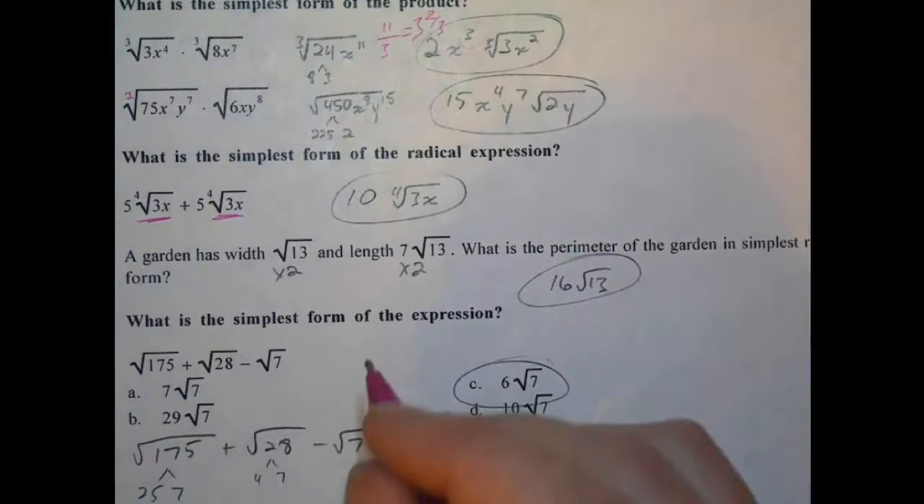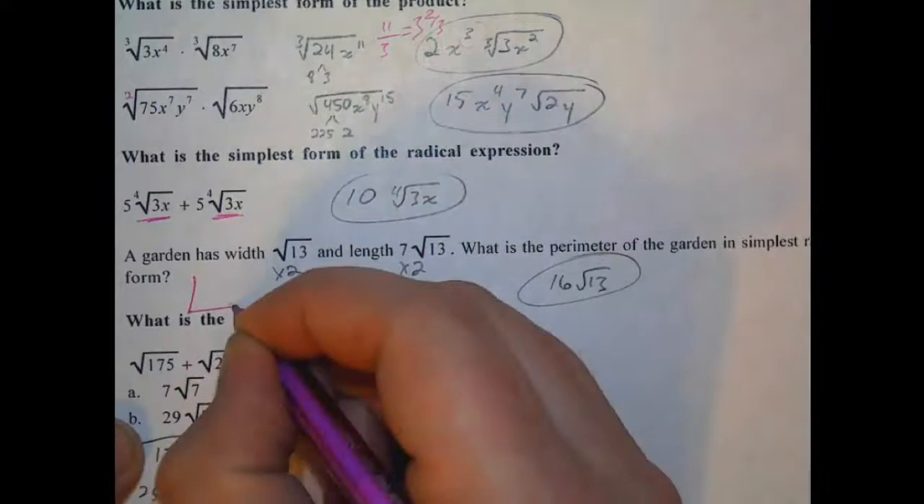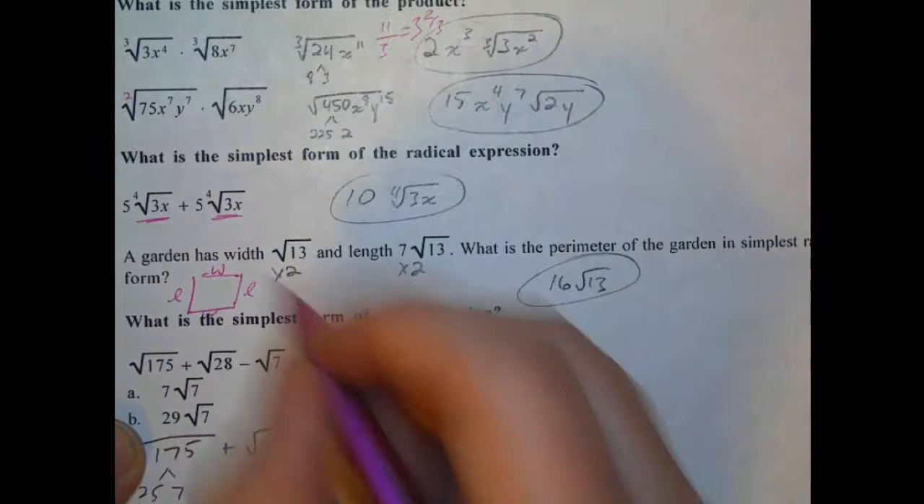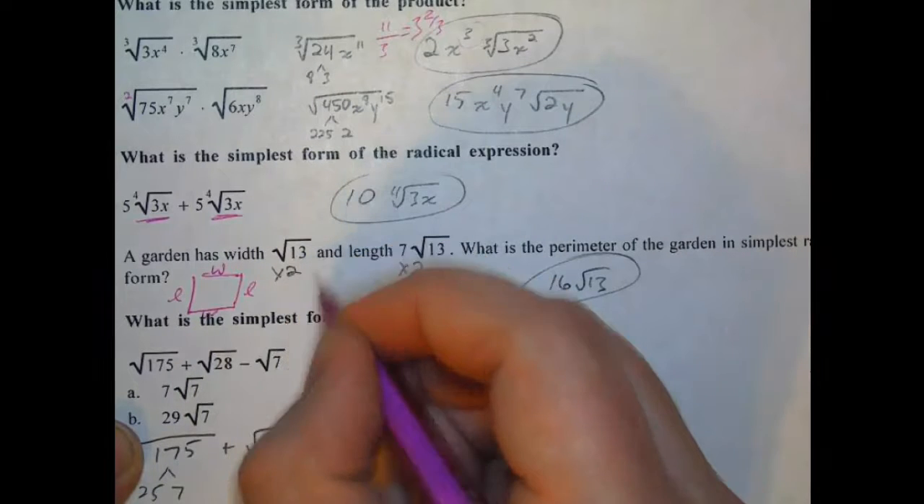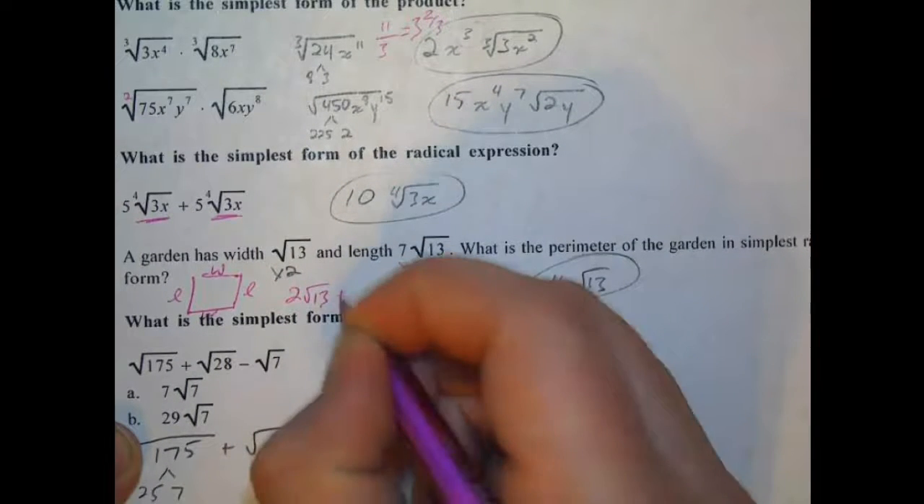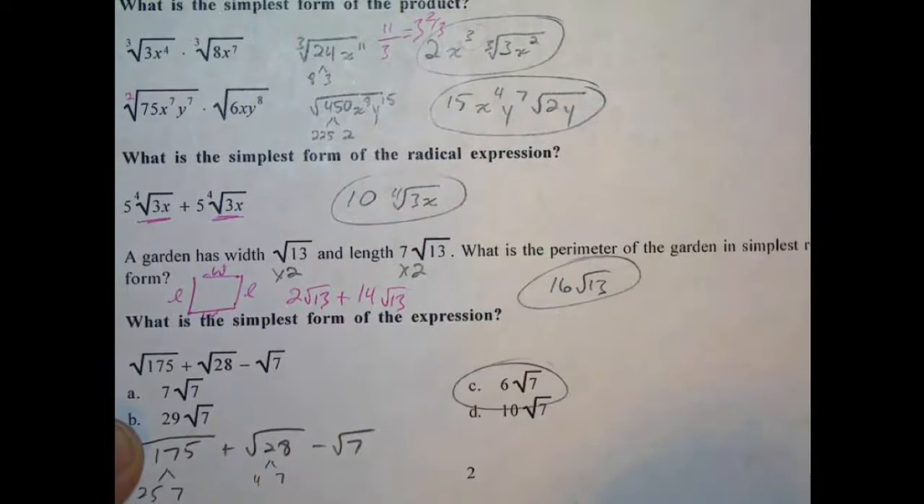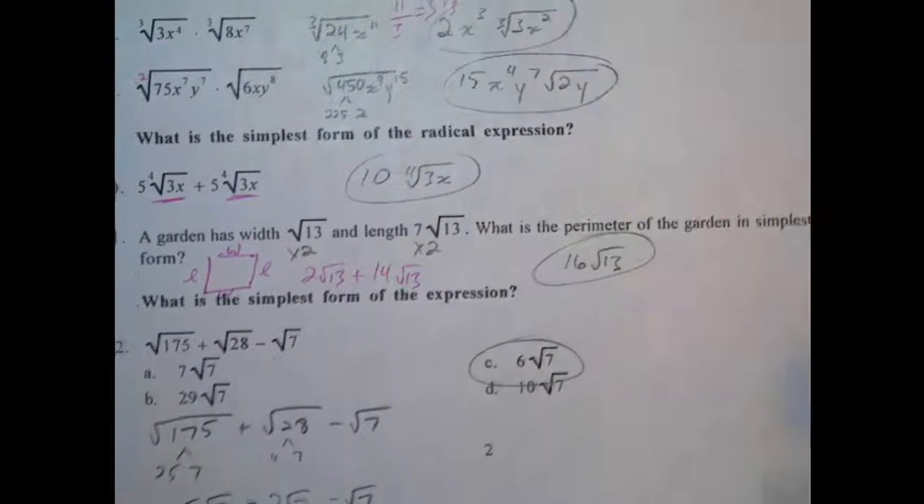So the perimeter, we have of a rectangle. You add up all the sides, length plus width plus width. So if I have 2 root 13 plus 14 root 13, 2 plus 14 is 16. Like I said, keep the square root the same.